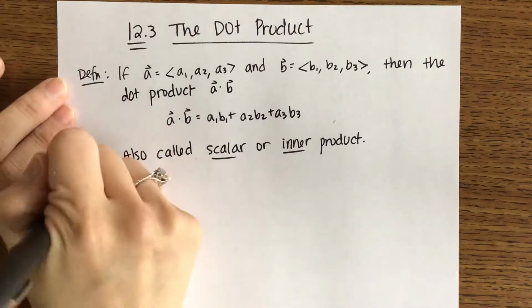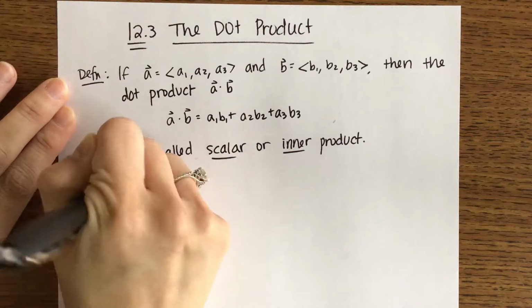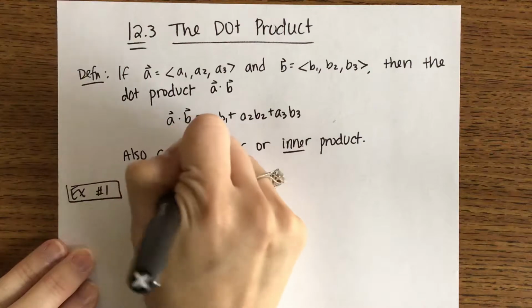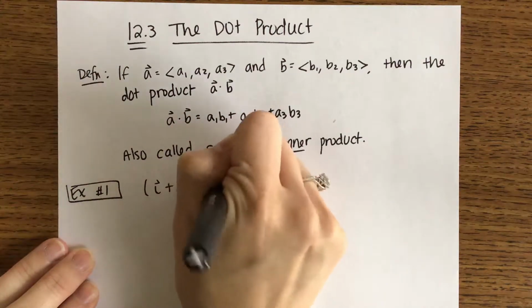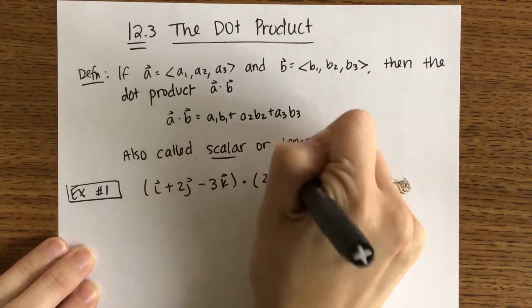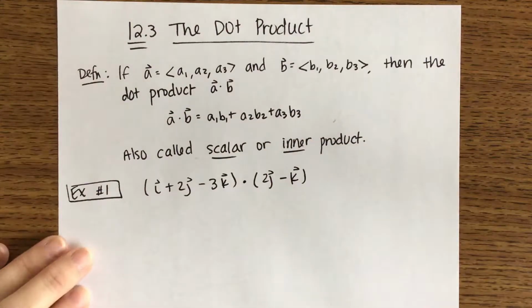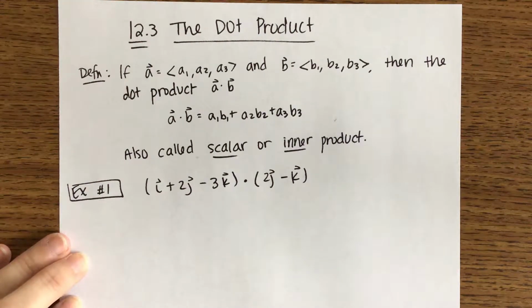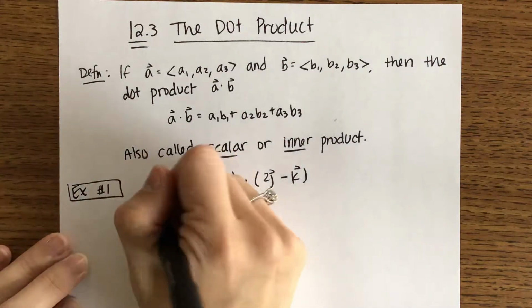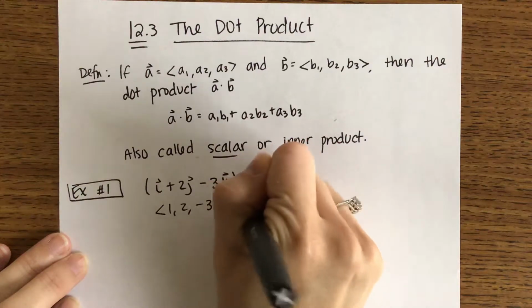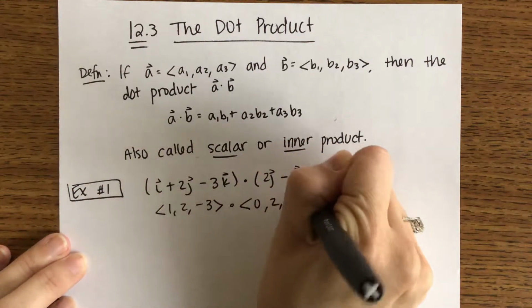Okay, so let's do an example. We are going to take the vector i, add 2j, subtract 3k, and we are going to dot it with 2j, subtract k. So what I'm going to do first is write it in bracket notation because I think it's a little bit easier to do the dot product. This is 1, 2, negative 3, when dotting it with 0, 2, negative 1.